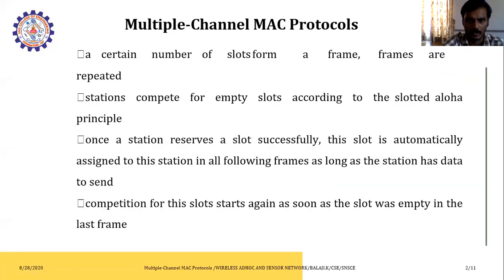When you come to the multi-channel protocol, there are a certain number of slots available in the form of frames. Each frame is repeated, and there may be an empty slot or a reserved slot available. Based on that, the data frame will be sent. Initially, each frame will be empty and, based on the transmission, it will be reserved, so the slot will be allocated on a regular basis and the data communication will start from the sender to the receiver, right?